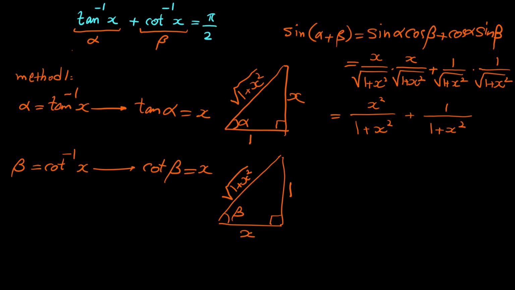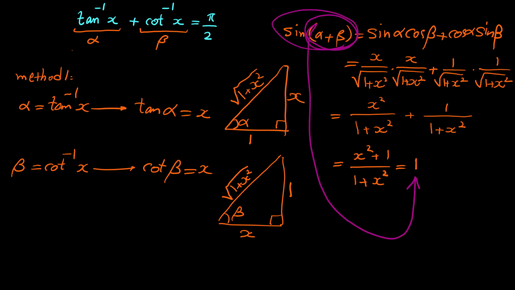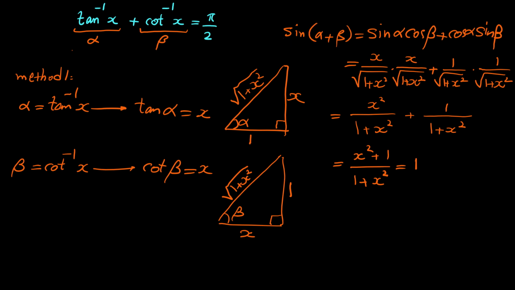If we add these two fractions, the denominators are the same, so we can simply add numerators. So we have x to the 2 plus 1 over 1 plus x to the 2. The numerator is the same as the denominator, so this fraction equals 1. So we have proved that sine of alpha plus beta is 1. When sine of an angle is 1, one possible answer for that angle is pi over 2.